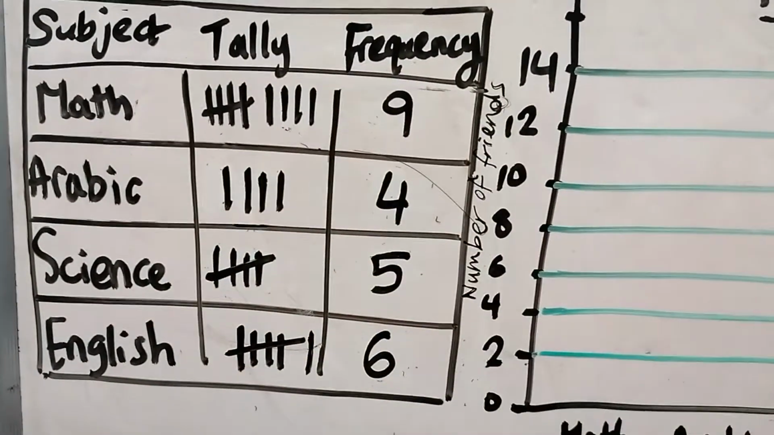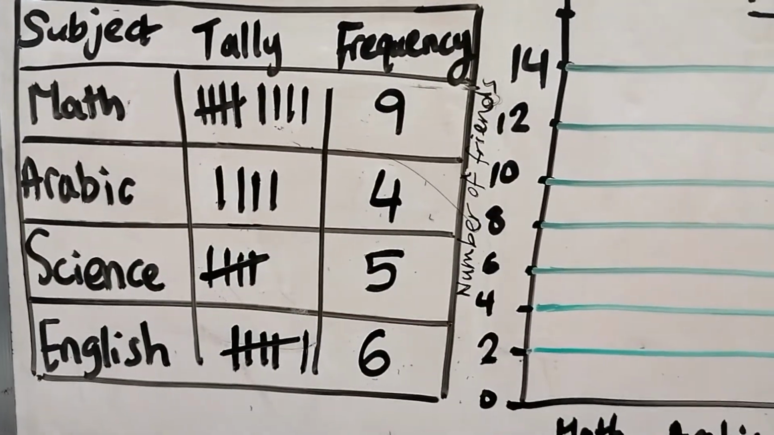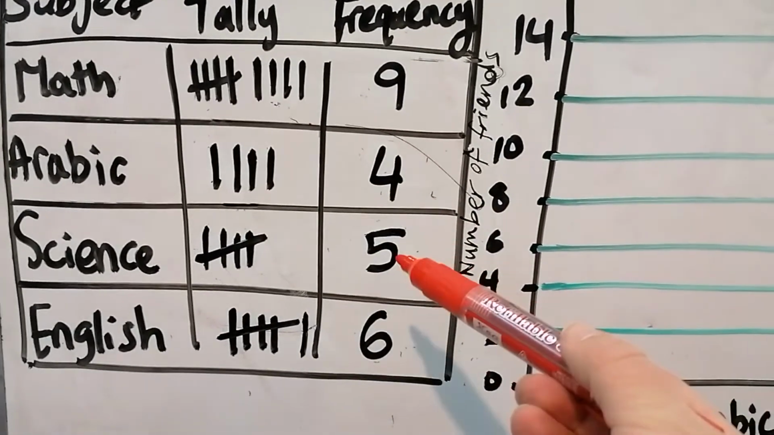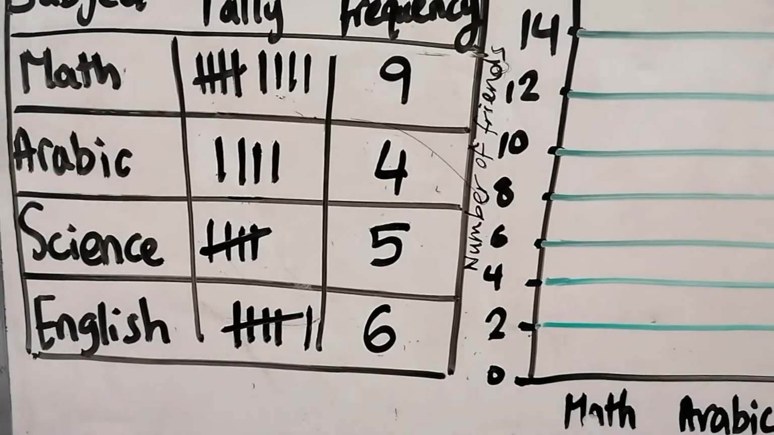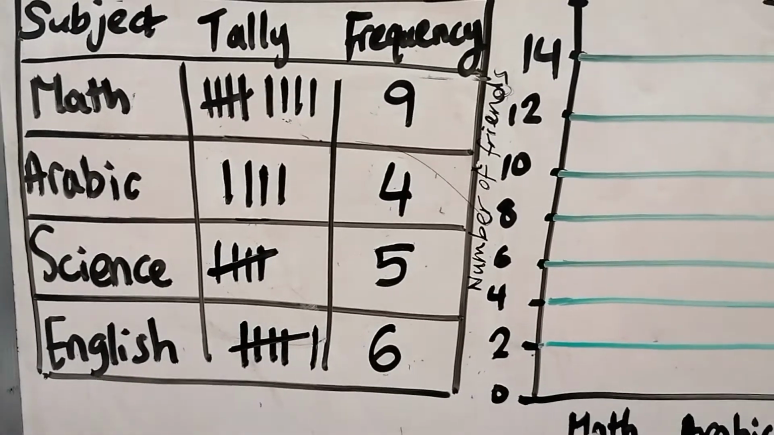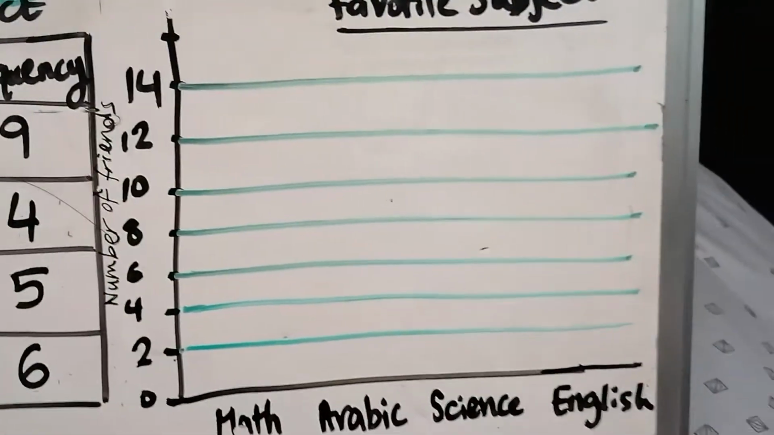9 people or 9 students chose math. 4 students chose Arabic. 5 students chose science. And 6 students chose English. How can we represent this set of data in a bar graph?